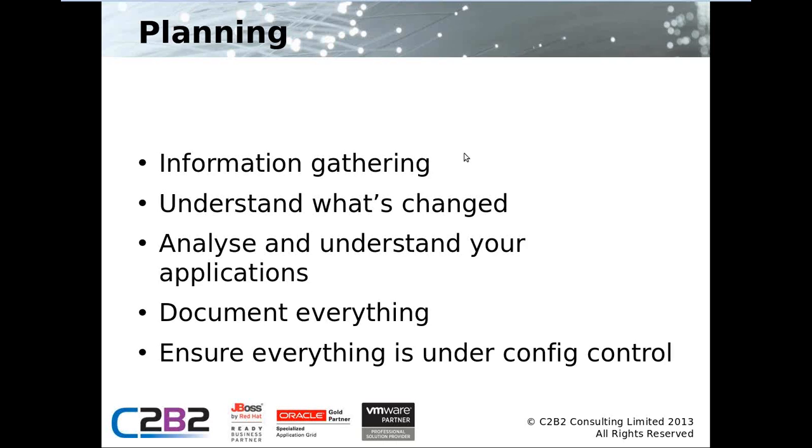So as part of the migration planning, you need to look at information gathering, gather as much information as possible. You need to understand the system that you're trying to migrate, understand its complexity, work out any migration issues, and work out also what skills you're going to need in order to accomplish the migration. You need to take time out to understand what's changed between EAP 5 and EAP 6. 6 is a major overhaul of 5. There's a vast amount of difference between the two.